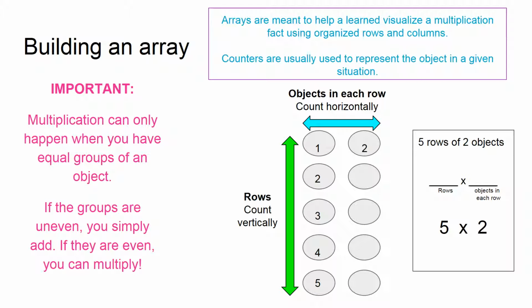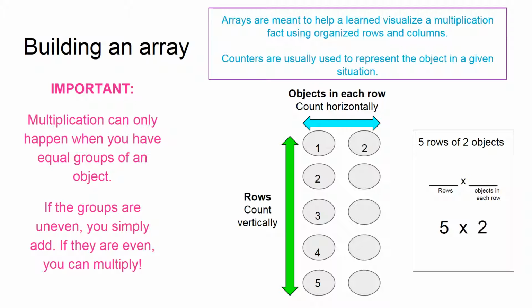Then we're going to talk about building an array. The biggest foundational principle of multiplication is the fact that you can multiply when you have equal groups of an object. If the groups are uneven, you can't multiply, you're just adding them together. Multiplication saves a lot of time when students get the hang of it. Instead of adding over and over and over again like they did in second grade, now we're giving them a way to do that operation a lot quicker. And arrays help them build that basis for it.